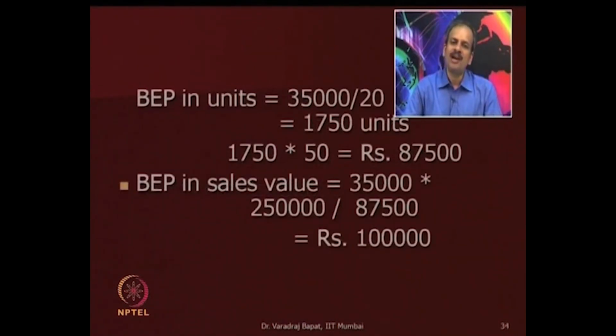So you know the formula, it is fixed cost upon contribution. So 35,000 upon 20, you get 1750. So 1750 units is known as break even point. If you multiply by 50, you get 87,500 rupees, which is the break even sales required, right?